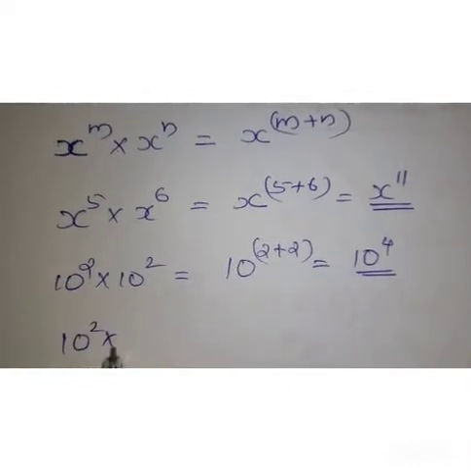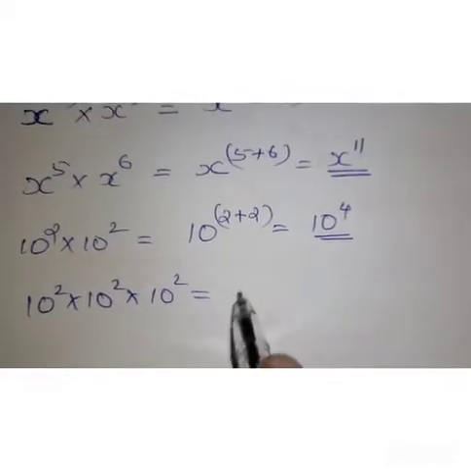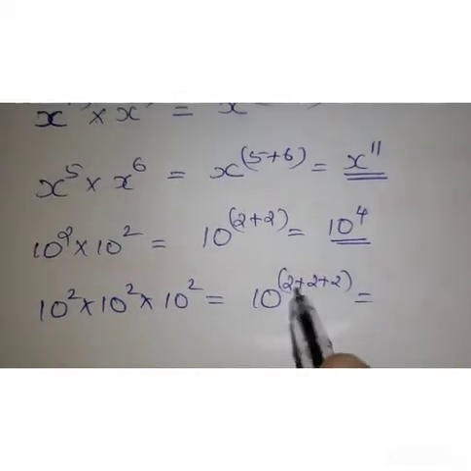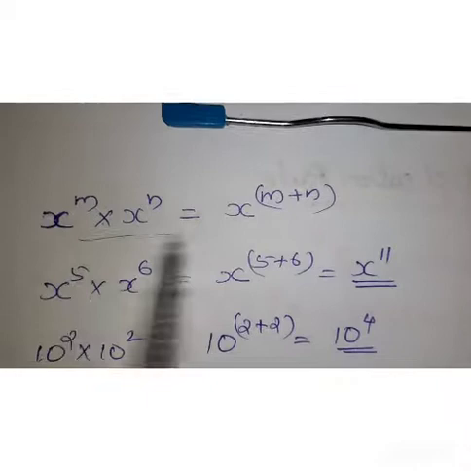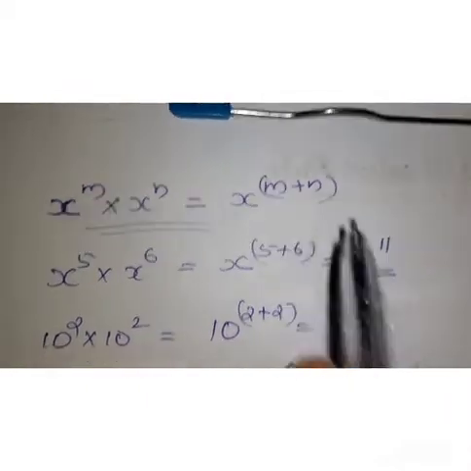10 raised to 2 into 10 raised to 2 into 10 raised to 2. How will you write this? 10 raised to 2 plus 2 plus 2. How much? It is 6. So 10 raised to 6. So generally you can say x raised to m into x raised to n is equal to x raised to m plus n.